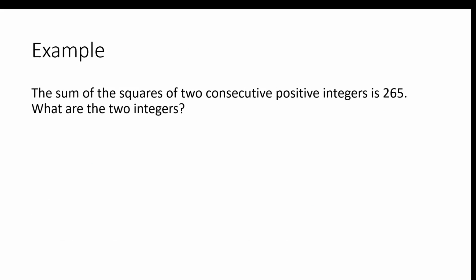Now, what if we have the sum of the squares of two consecutive positive integers is 265? We want to know what the integers are. Just to explain what that means, if I had a couple of integers, one was x and one was y, and I said the sum of the squares, I would be talking about x squared plus y squared. So x squared plus y squared is 265, but y is an integer consecutive to x. Consecutive means the next one.